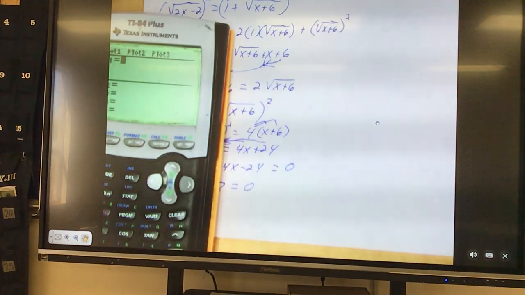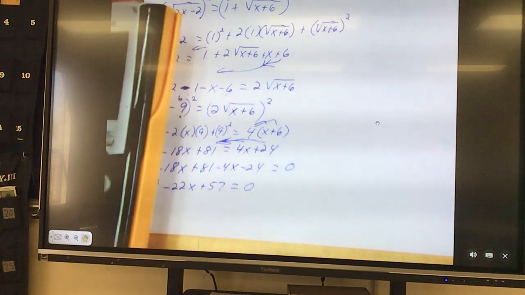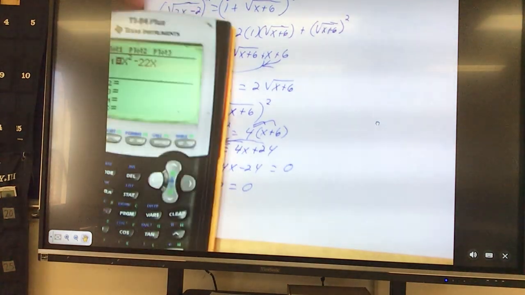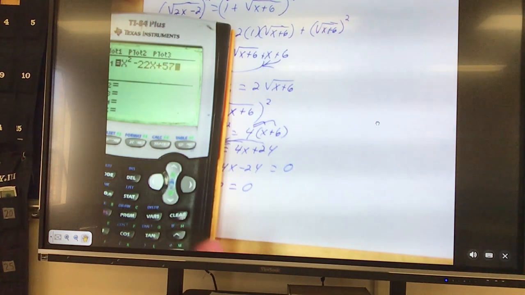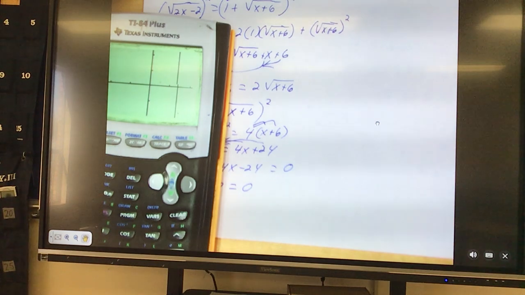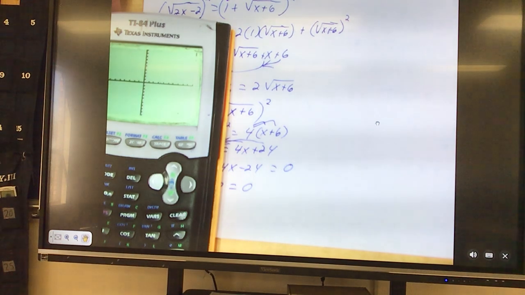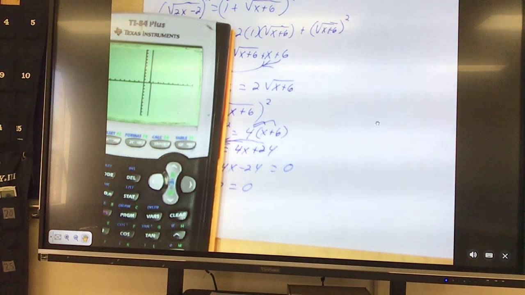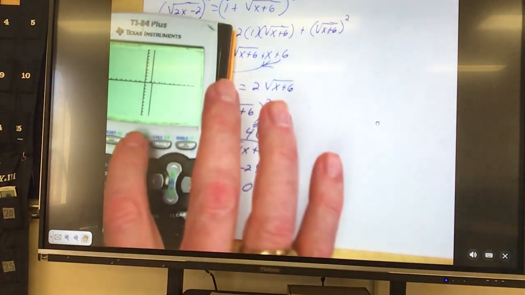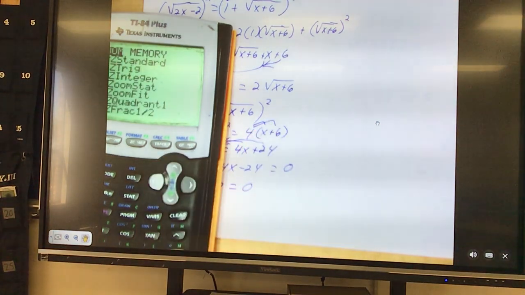So clear, x squared, what was it, minus 22x plus 57, graph it. And you see that because I zoomed in for the last one, I'm going to hit zoom standard number 6 just to get back to my regular window. And I still see that I'm going to have to zoom out more because I know this is a parabola because it was x squared. So zoom, let's go zoom fit just to get a look at what it's supposed to look like.